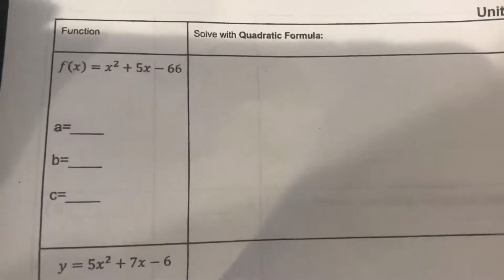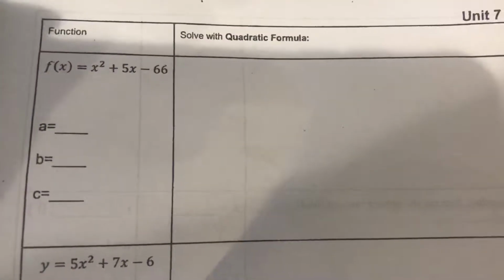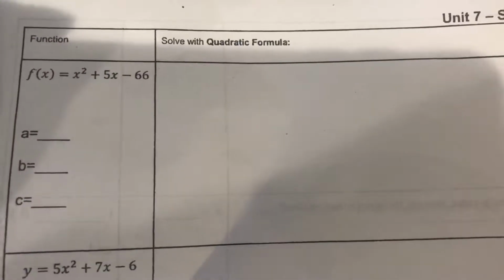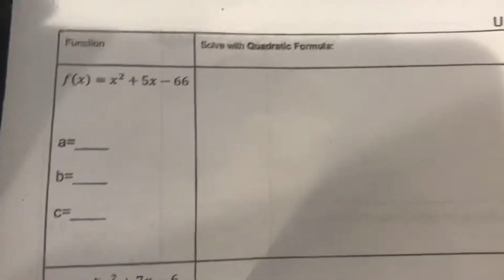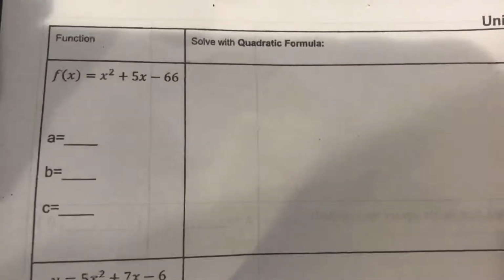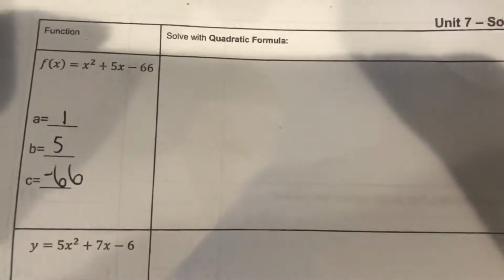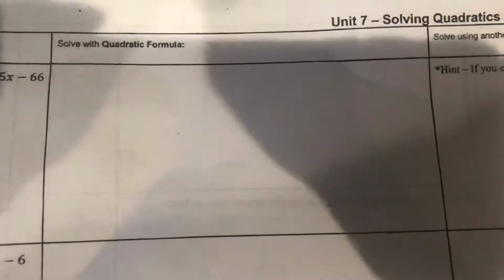Alright, for your practice for your unit test, we're going to go through some more solving because some of us have forgotten how to solve, and that's okay. Starting off with the first one, I have x squared plus 5x minus 66. Label my A, B, and C's. A will be 1, B will be 5, and C will be negative 66. And I will be solving with a quadratic formula.